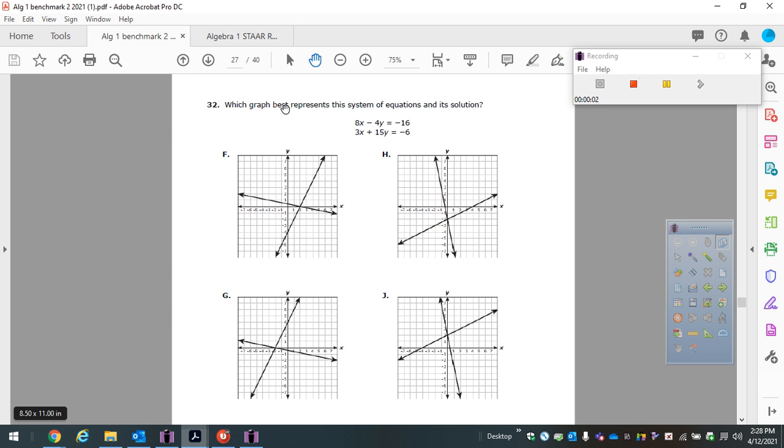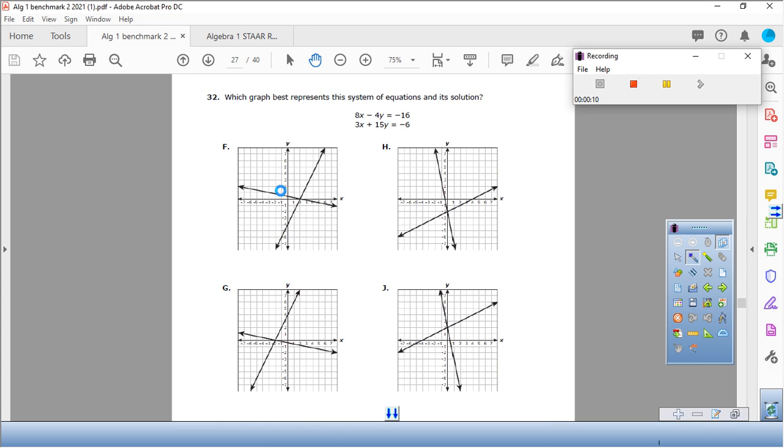So let's look at this one. This is asking which of these graphs represent this. Can I ask you to look at these things, guys? Do y'all have a clue what this thing is asking y'all to do?